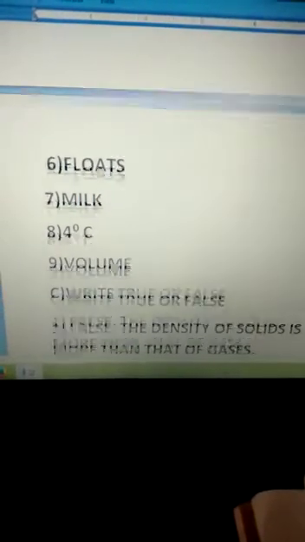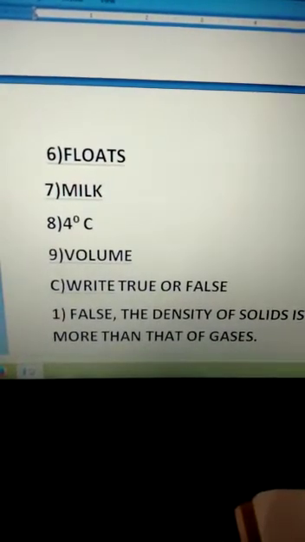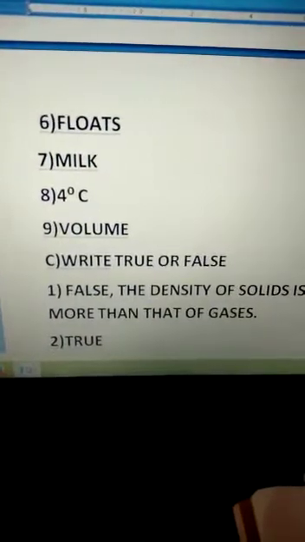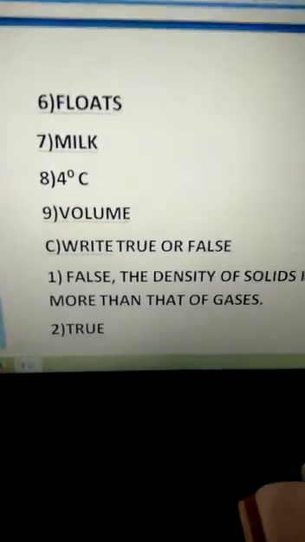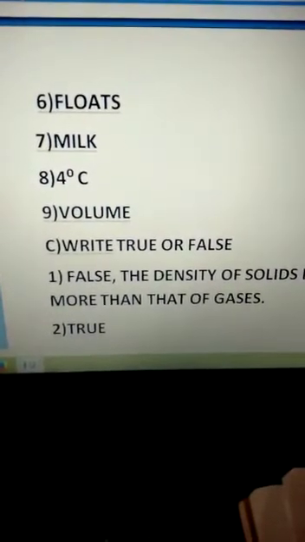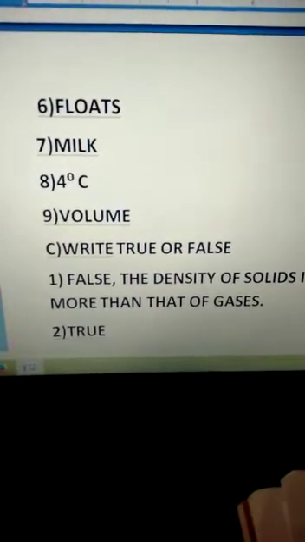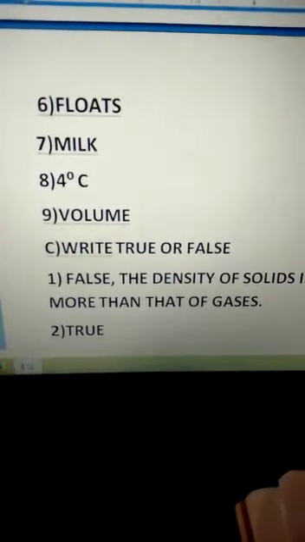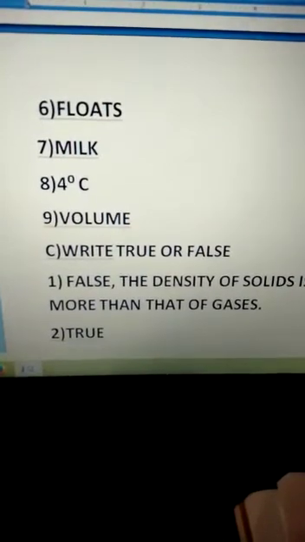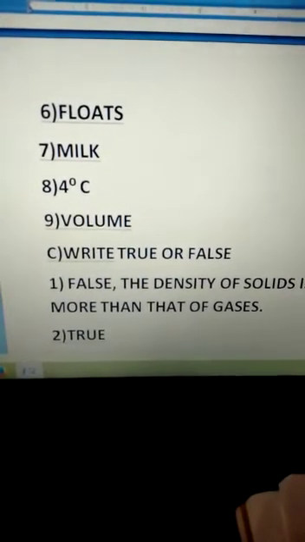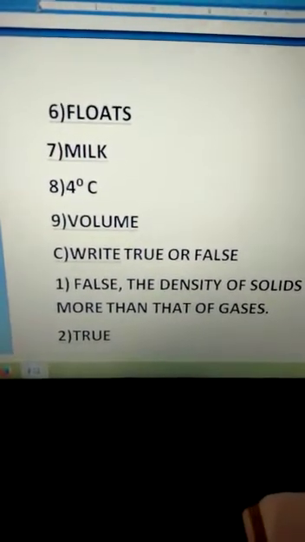Number 7, lactometer is an instrument used to test the purity of milk. Number 8, the relative density of a substance is the ratio of the density of a substance to the density of water at 4 degrees Celsius. Number 9, when a substance is heated, its volume increases.